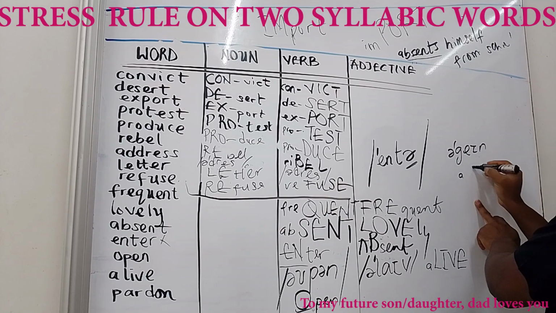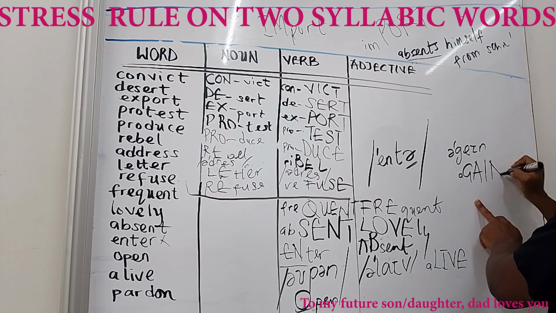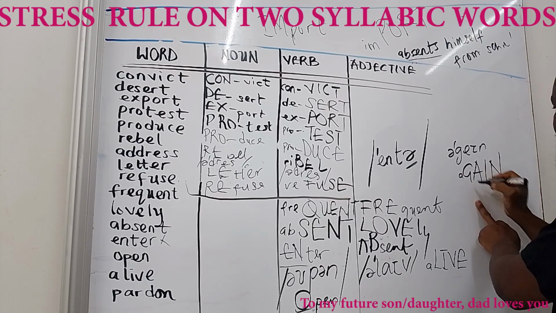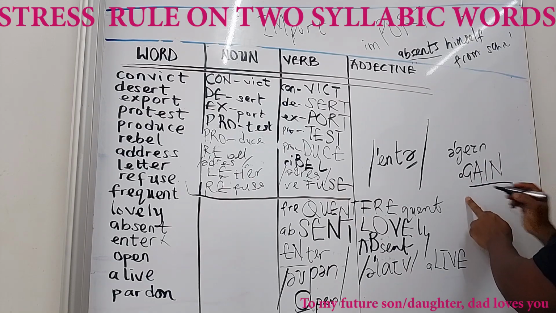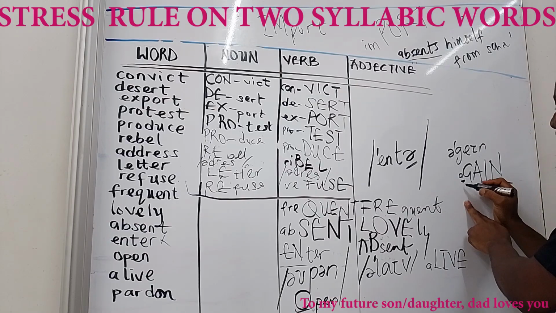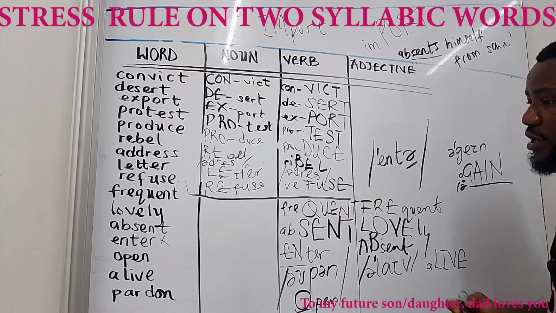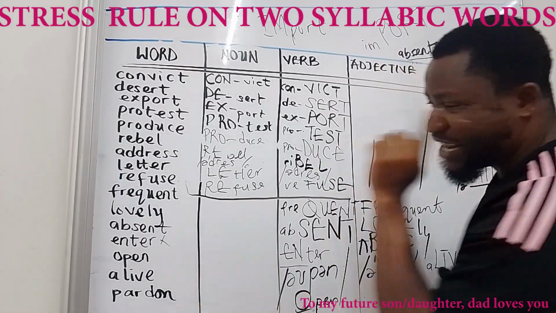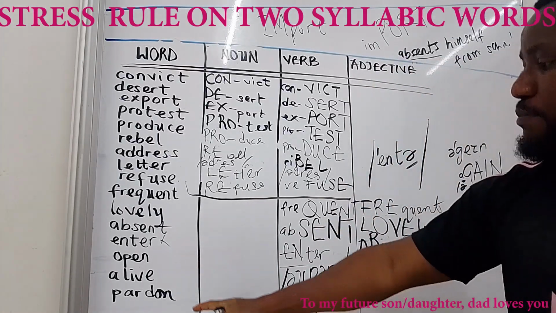So the stress is always here. It's like this: gain. The stress is always on the second syllable in this case. Why? Because the first letter here is pronounced as a short sound. Again, alive. So this is an exception to this rule.